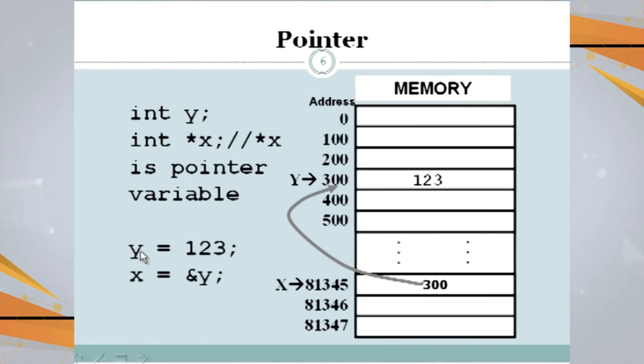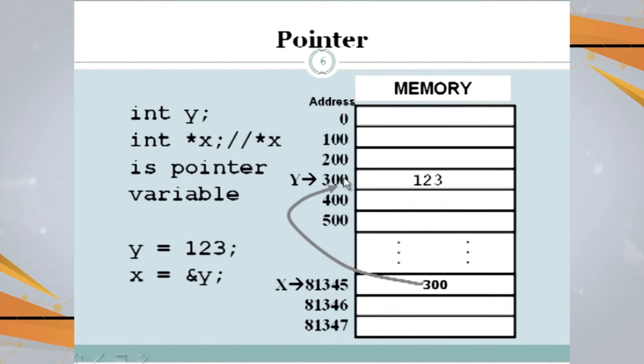Then we initialize, in this example, y = 123. Suppose this is the memory map, and we assume that this is variable y. It is stored at memory location 300. The value assigned to this memory location is 123, as shown in the figure.